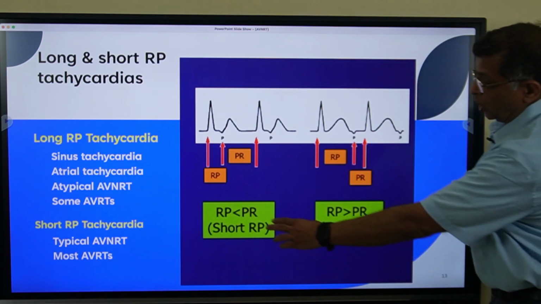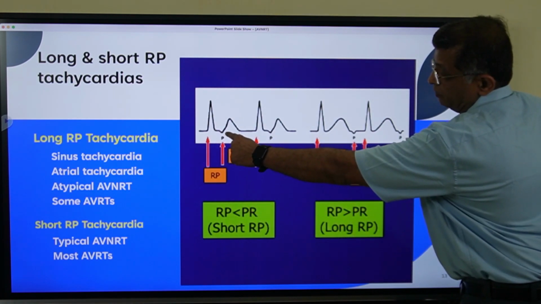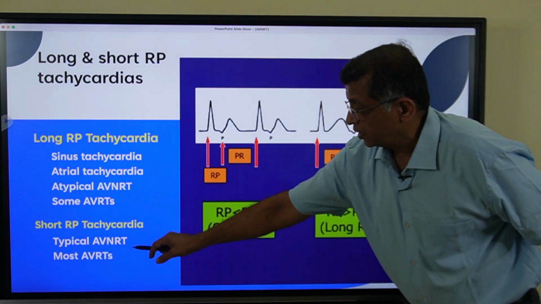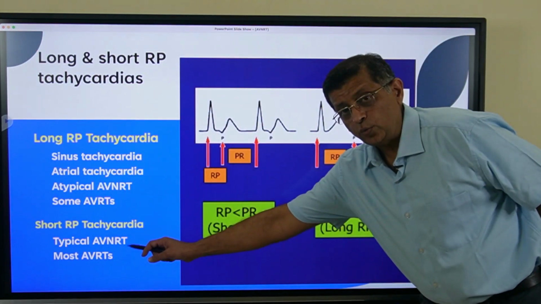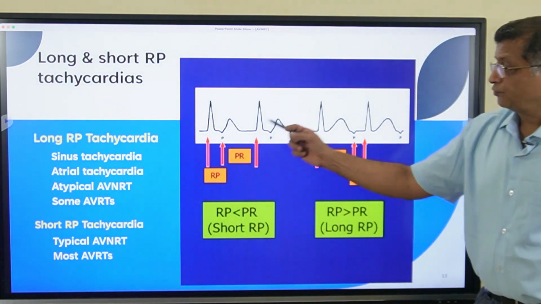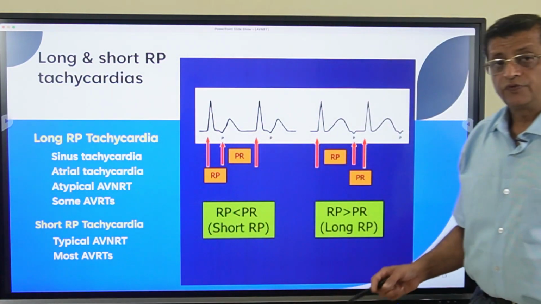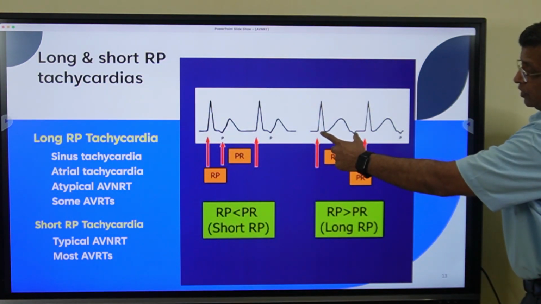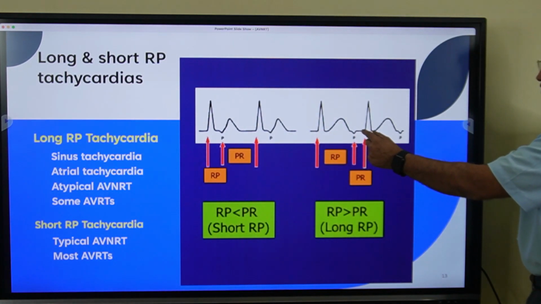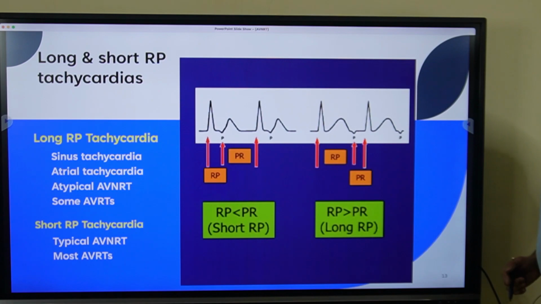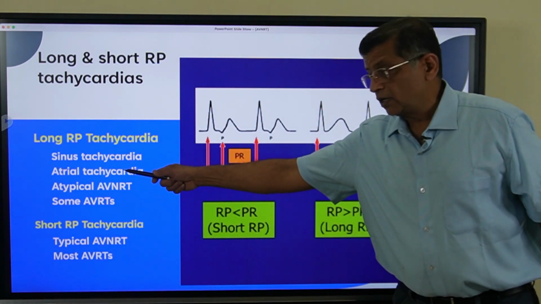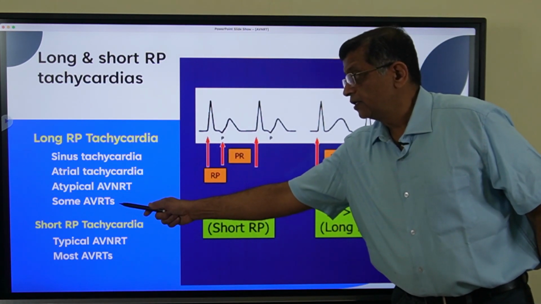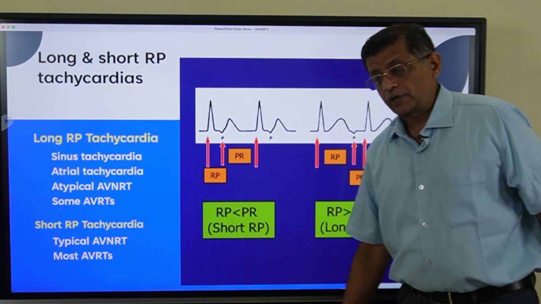For example, this is short RP tachycardia: the R, and immediately there is a P wave. The short RP tachycardia is typical AVNRT and even most AVRT, that is atrioventricular reentrant tachycardia. Most of these tachycardias, typical AVNRT and most AVRTs, have short RP tachycardia, while long RP means the distance between the R and P is longer than the distance between the P and the next R. So that is long RP tachycardia. Long RP tachycardia can be sinus tachycardia, focal atrial tachycardia, atypical AVNRT, and even some atrioventricular reentrant tachycardias.